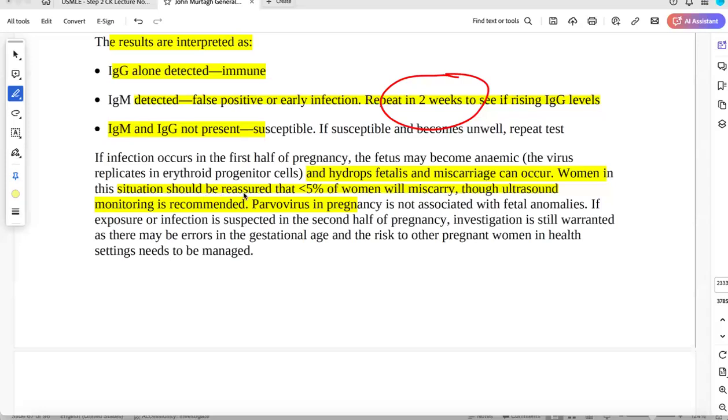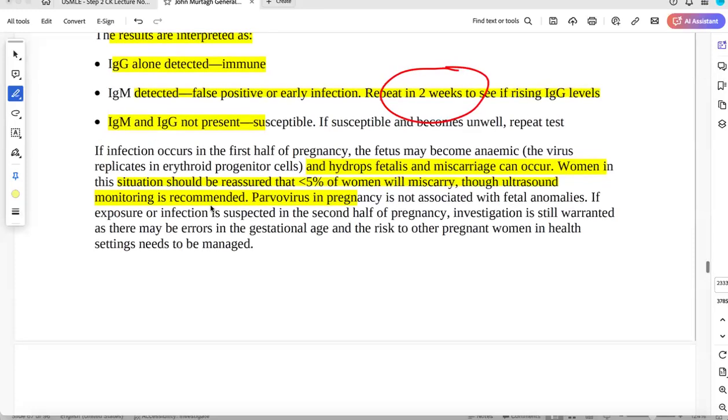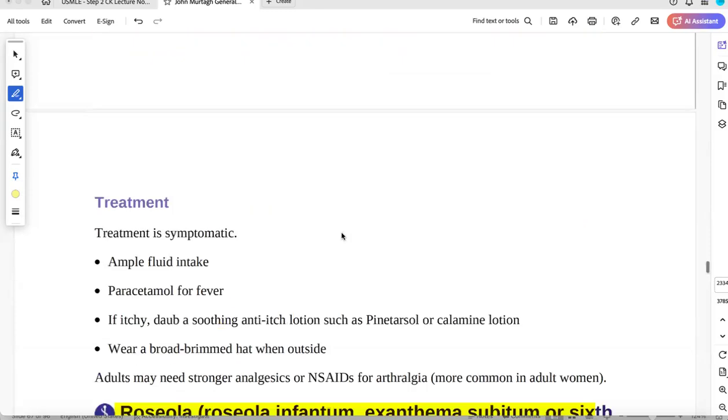Women in this situation should be reassured that less than 5% of women will miscarry and ultrasound monitoring will be done throughout the pregnancy. So you can always reassure the mother that even if they have a parvovirus infection, it doesn't necessarily mean that they will miscarry. Less than 5% will miscarry, and any other problem like anemia or hydrops fetalis will be monitored by ultrasound. So they don't just need to go for an abortion for this kind of infection.